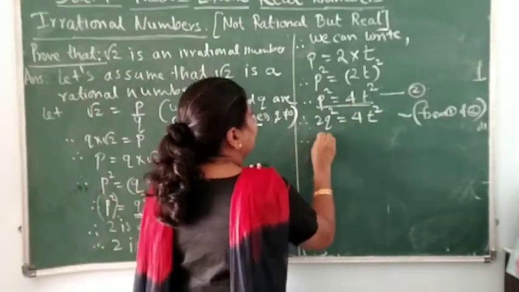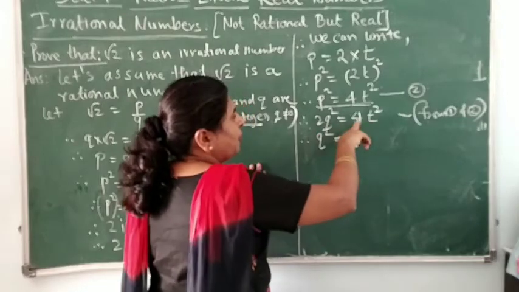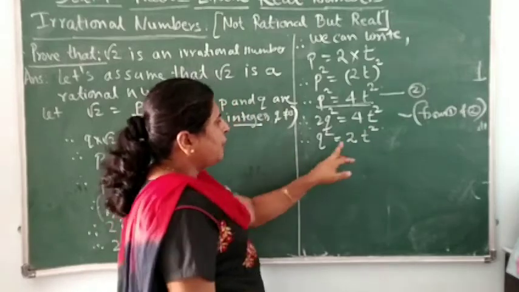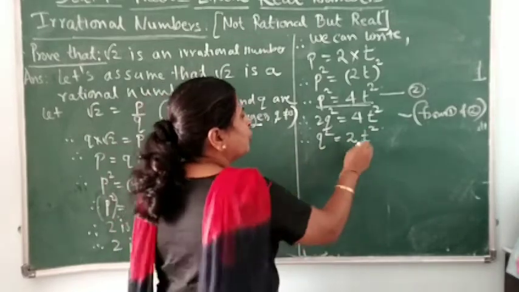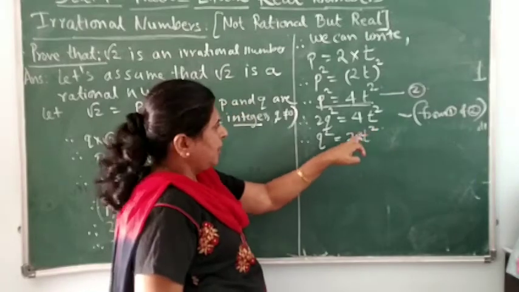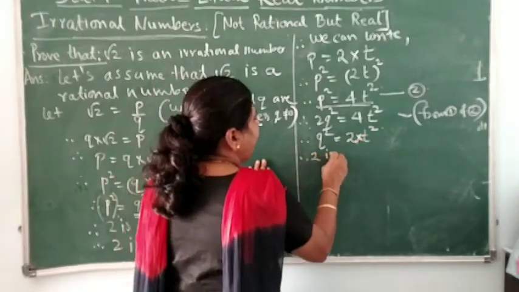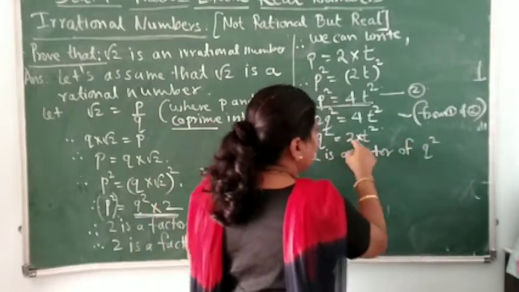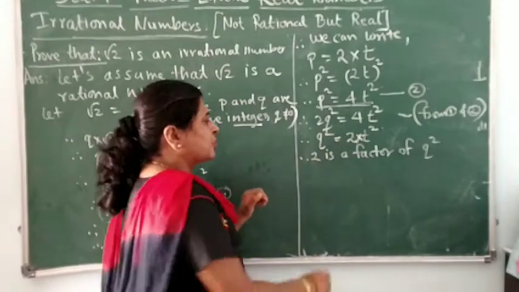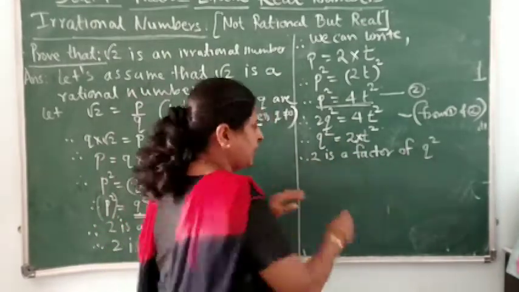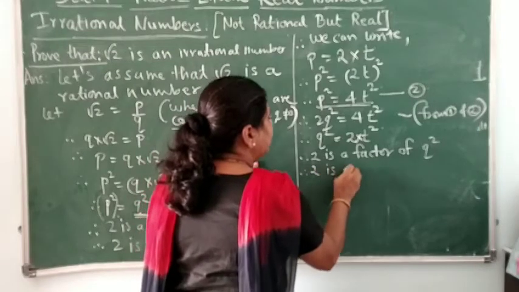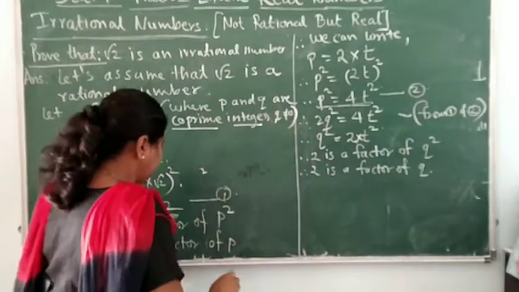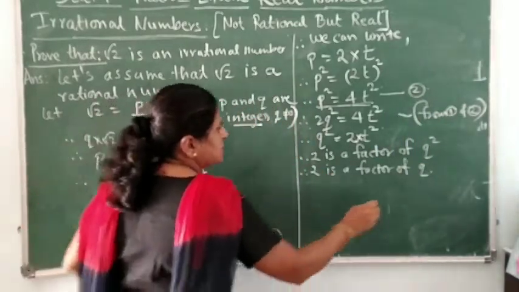From this, let's get the value of q square. So q square is equal to 4 upon 2. We divide by 2, and you will get 2 times t square. Okay. Now here we can see that q square is the product of 2 into t square. It means 2 is a factor of q square, 2 times t square. And if 2 is a factor of q square, therefore 2 is a factor of q also. Okay. Now let's take this statement as 3 and this statement as 4.